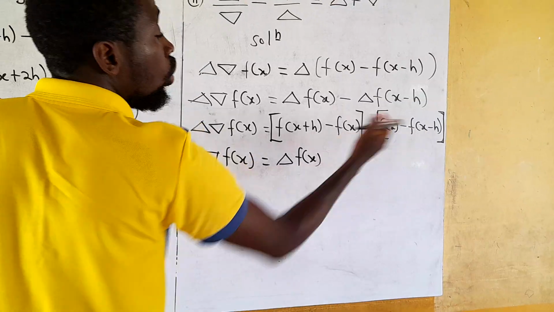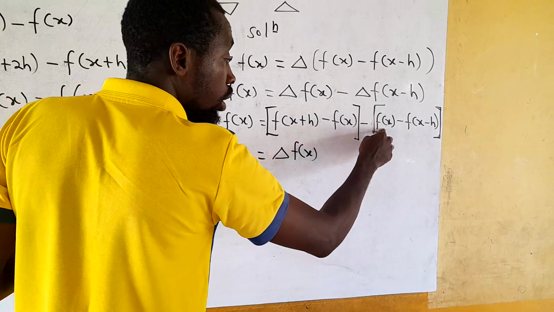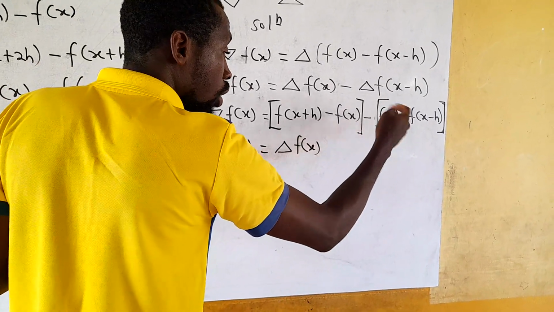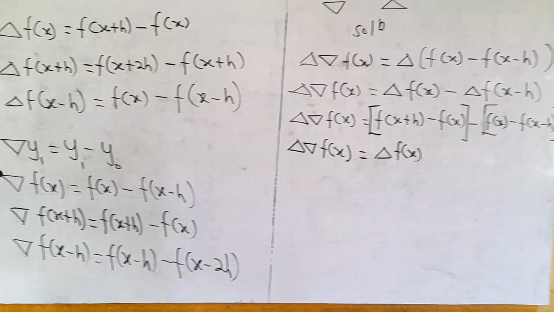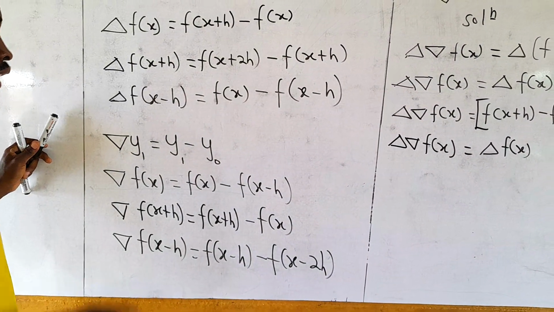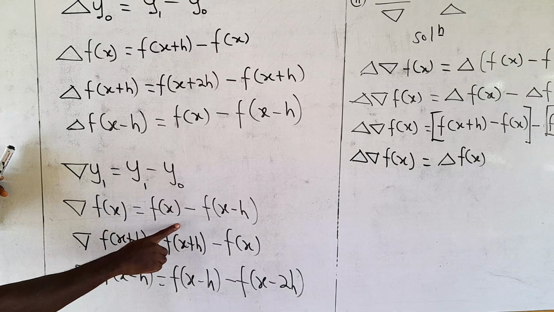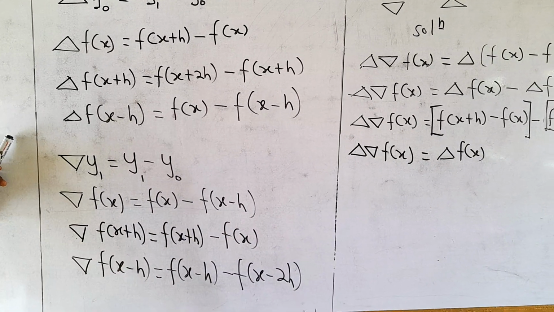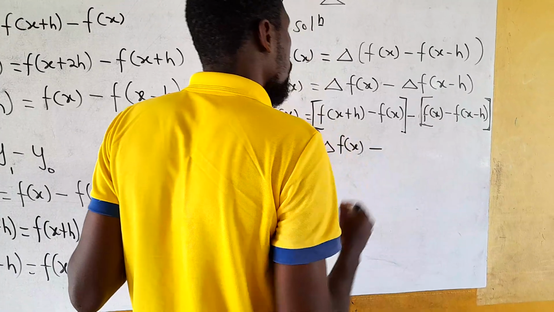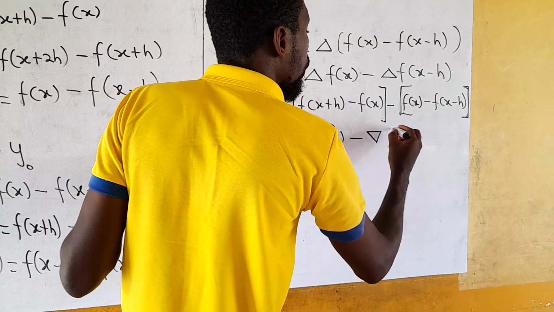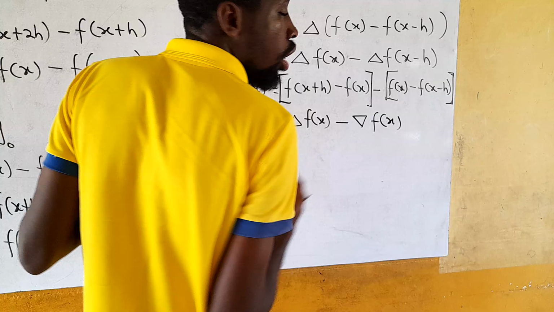Then this, look at this, which operator do we have? The operator is a function minus a function that is smaller than it. So look at it. Nabla of a function is a function minus a function that is smaller than it. So we can say the whole of that is what? Is nabla of a function. I hope you get that.